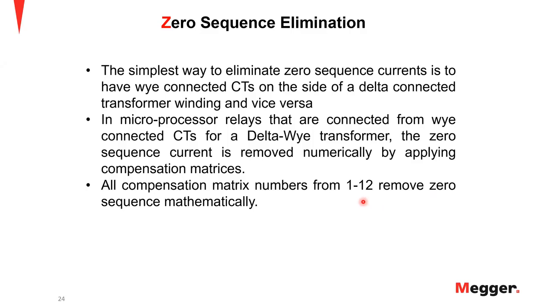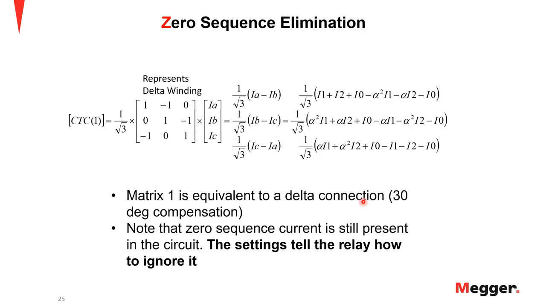So let us take a look at an example as to how this is removed mathematically. So this is an example of compensation matrix number 1. It's a CTC1, and it represents the delta winding. So I have a 1/√3 factor here multiplied with my matrix, and I'm using that compensation matrix with the currents that are being fed into the relay by the CTs. So by doing that, I'm going to get these three equations.